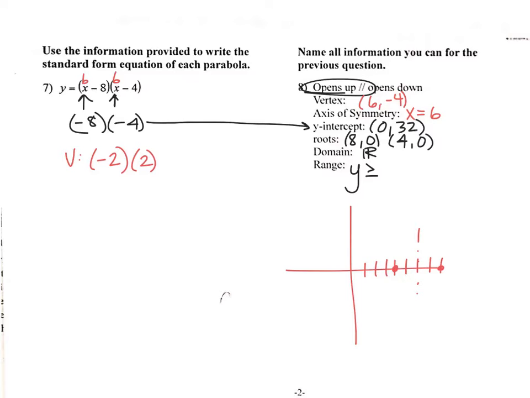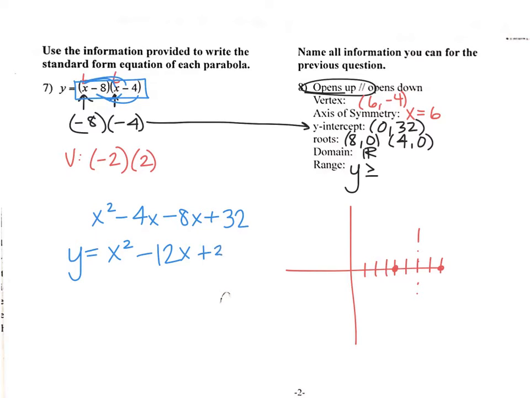Okay, to change this over into standard form, if I wanted to, I would just need to really multiply this out. And we did this together today. So we're just going to FOIL that out, distribute, right? That's going to give me x squared minus 4x. And then I'm going to distribute the negative 8, minus 8x plus 32. That's going to give me a final standard form as y equals x squared minus 12x plus 32.